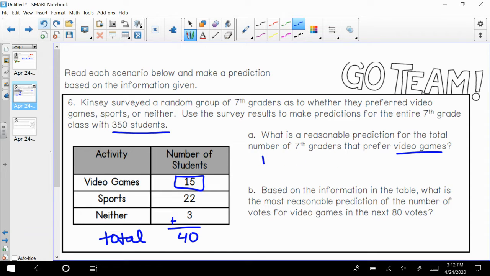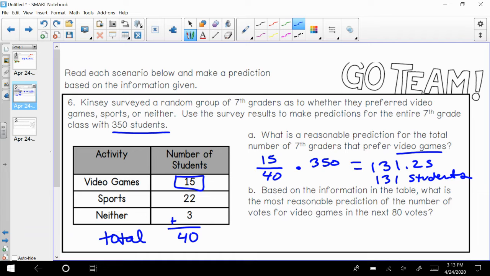So we want to know what that equals. This is again where your calculator is useful. In my calculator, I literally type 15 divided by 40. You can hit equals then, or you can just type it all in one swoop, 15 divided by 40 times 350. And that gave me 131.25. And that quarter can round down, so 131 students. So we're predicting that about 131 seventh graders prefer video games based off of the data she collected.